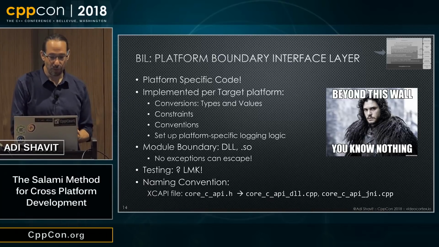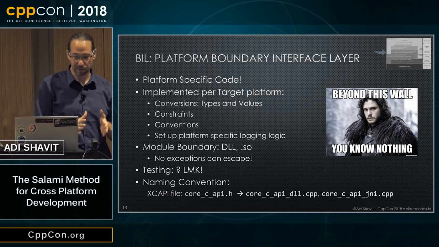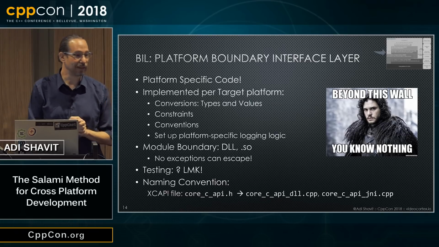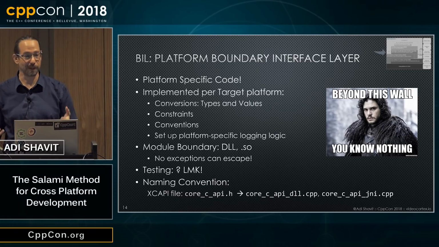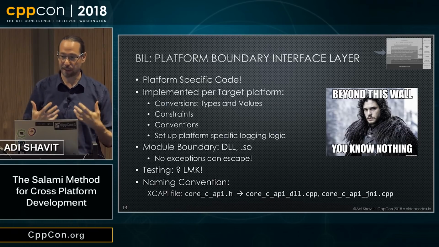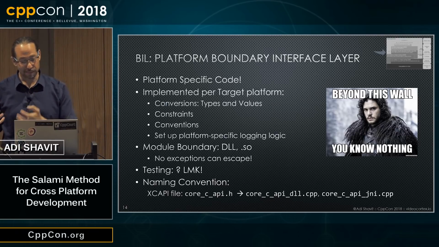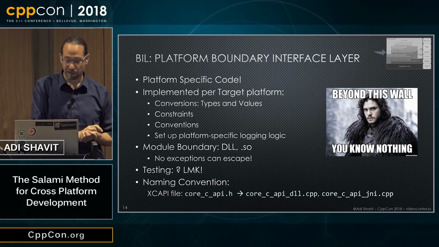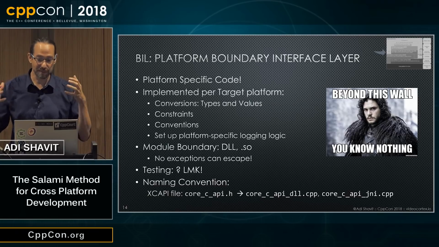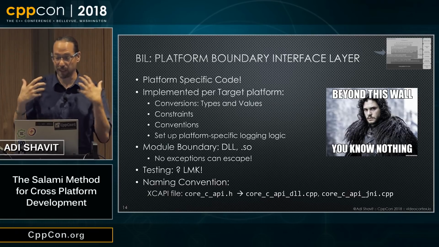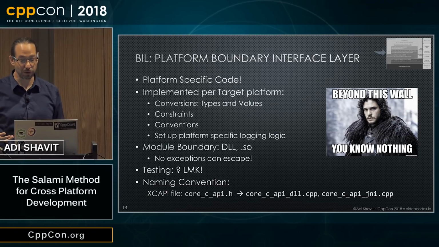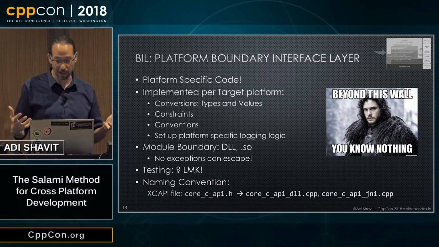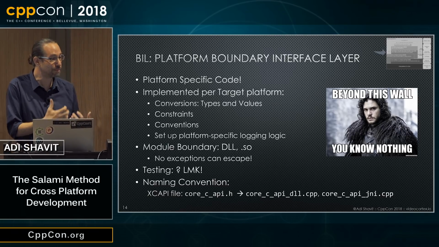So we come to the platform boundary interface layer. Now, this is where the nasty code begins, right? So if anyone here has tried to use platform-specific SDKs, this is where the nasty stuff comes. But again, as I mentioned before, we can only keep the nasty stuff here. And everything we write here is platform-specific. This is where we perform bidirectional data and type value conversions between the native target platform and the platform-agnostic code that we used previously.